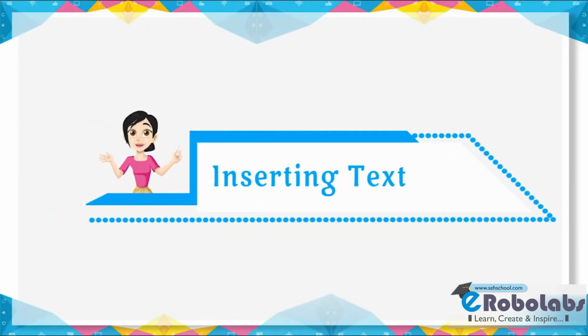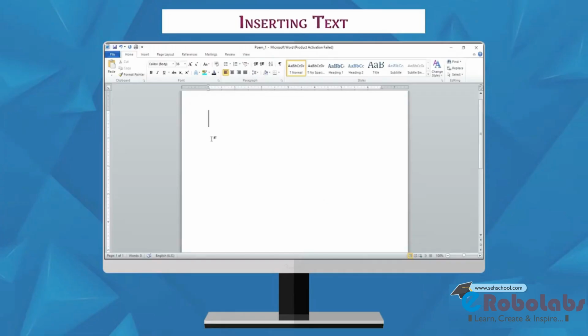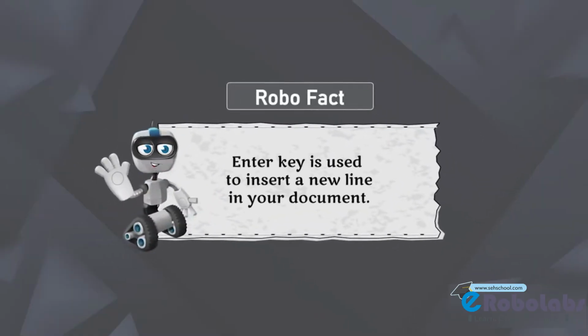Inserting text. It is an insertion point, or we call it cursor. From this point, we can start typing text in a document. Follow these steps. Find the cursor where you want to type. Press the keys from the keyboard and type: Hello, my name is Sunny. Press Enter and type the text: I study in class 3. It will display on the Word document. Robo Fact. Enter key is used to insert a new line in your document.